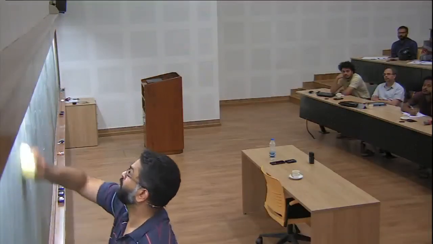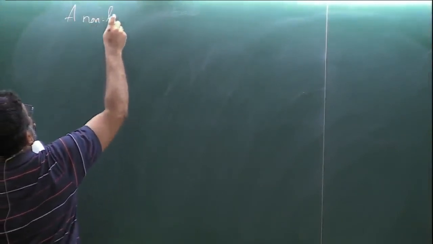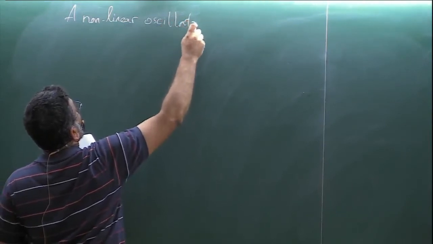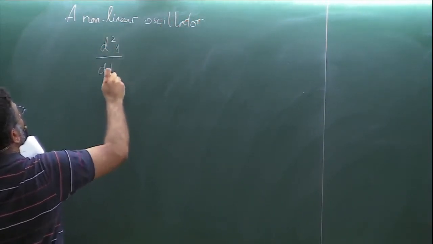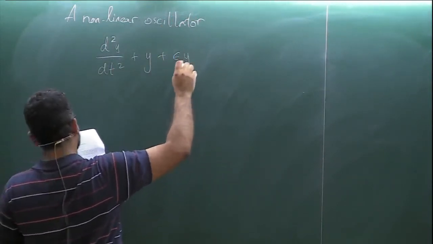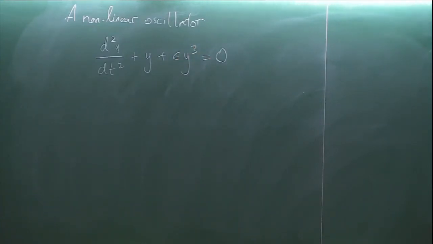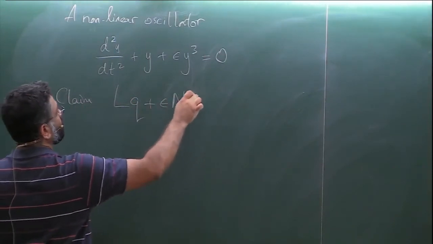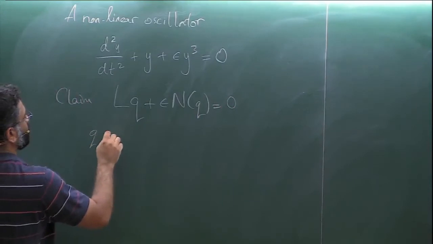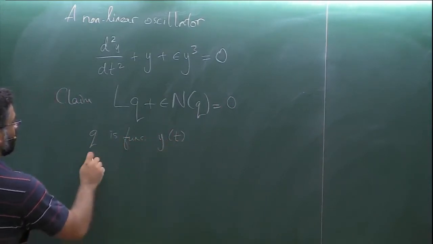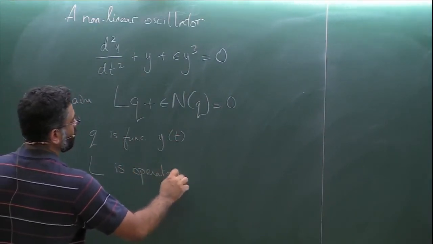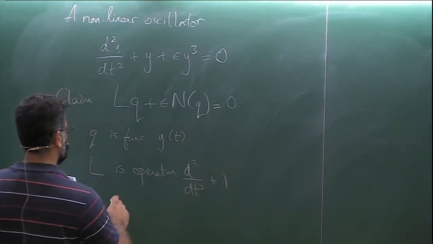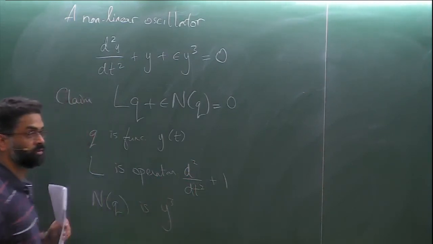I won't have time to finish this, but let me just introduce the next problem. This is a canonical problem that you will do when you do perturbation methods. I think this is called the Duffing oscillator. So once again, claim this is of the form: Q is the function y of t, L is the operator d squared by dt squared plus 1, and N of Q is y cubed. Okay?